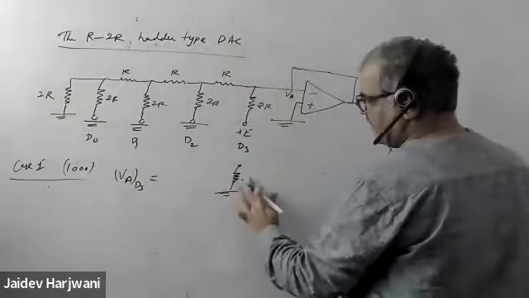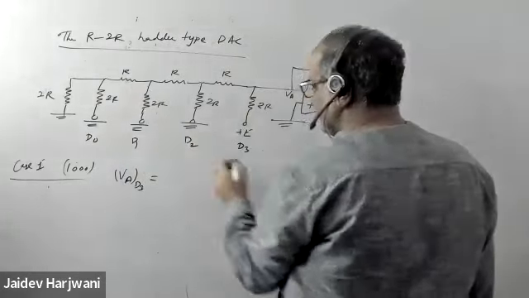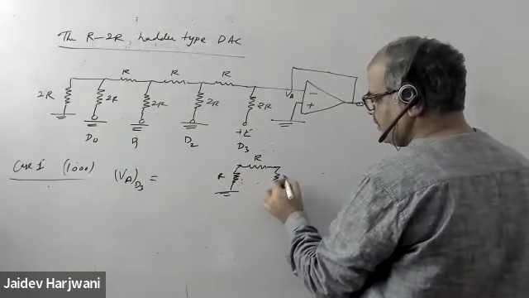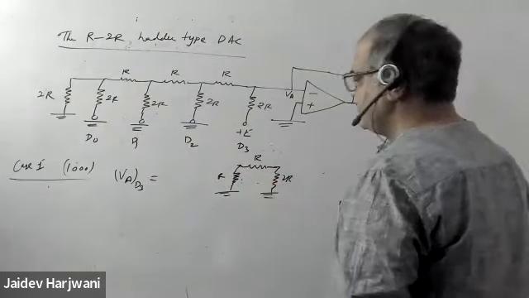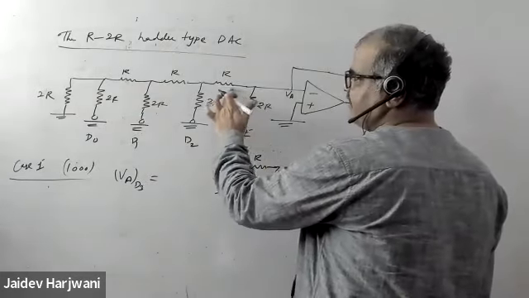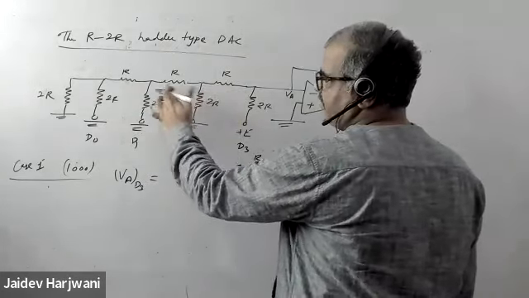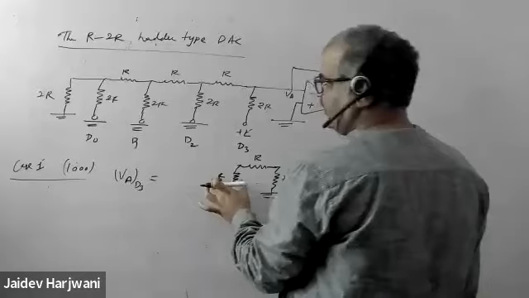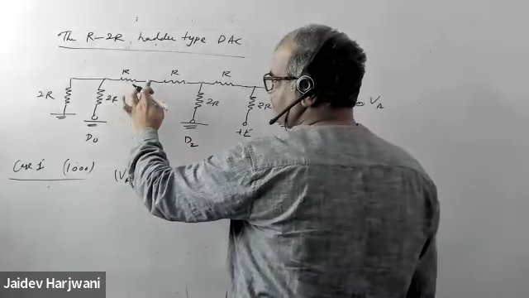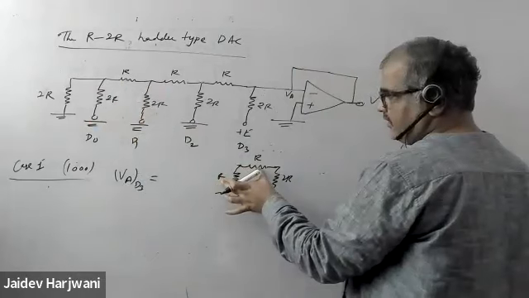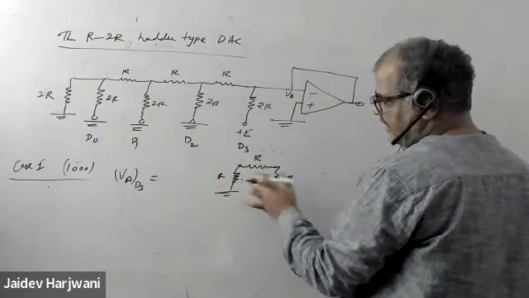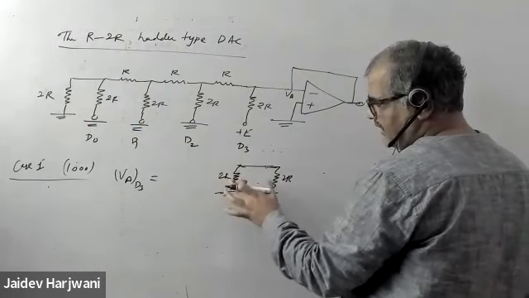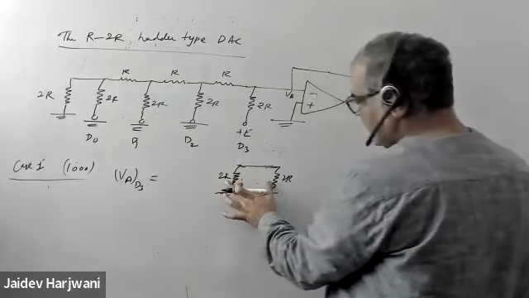Then you have R, again you have R here, and again you have 2R here. Suppose I'm applying this voltage here, so current will go like this, then it will go here, then it will come here. So now this combination is R. These two are in series, so R plus R becomes 2R, and again these two resistances are in parallel.